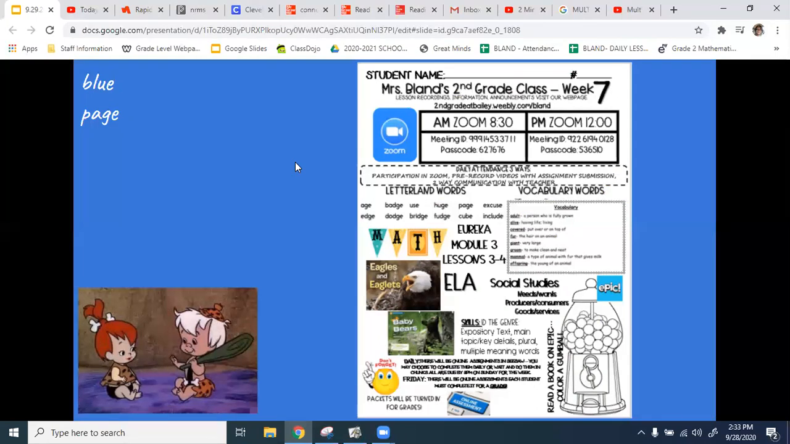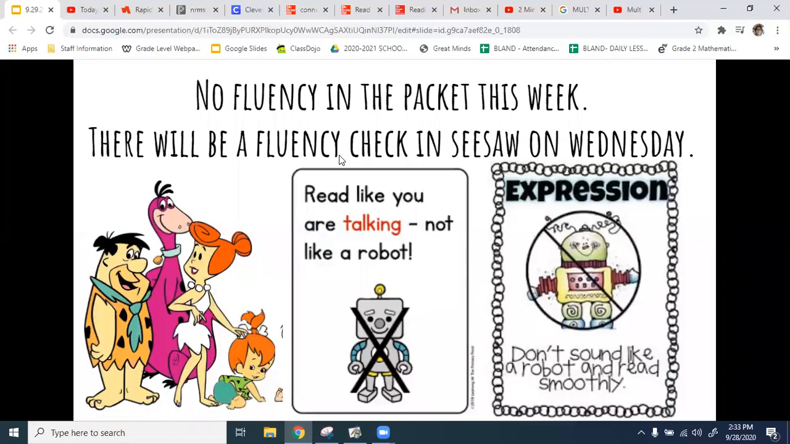The blue page for you is really blue. For me, it's still white, but it's the same page. Here you can find the things you need for this week. Remember, spelling and vocabulary are always there. There's not a fluency passage.